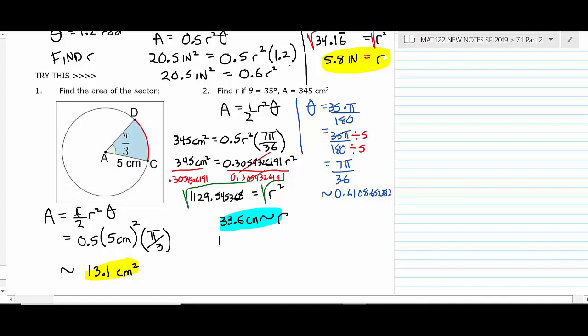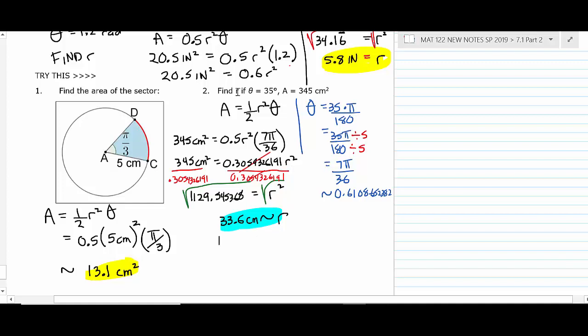So we have 1/2 r squared theta. This is already in radians. So this one we just do half, which is 0.5. The radius is 5 squared. Pi over 3. Put that in your calculator. If you put it in correctly, that's what you have.